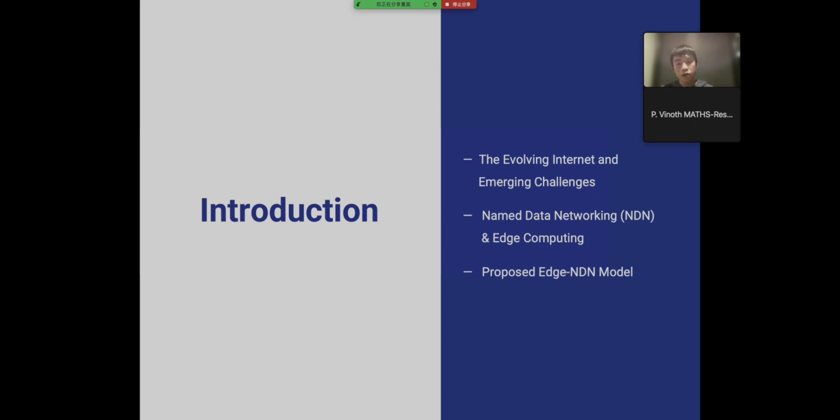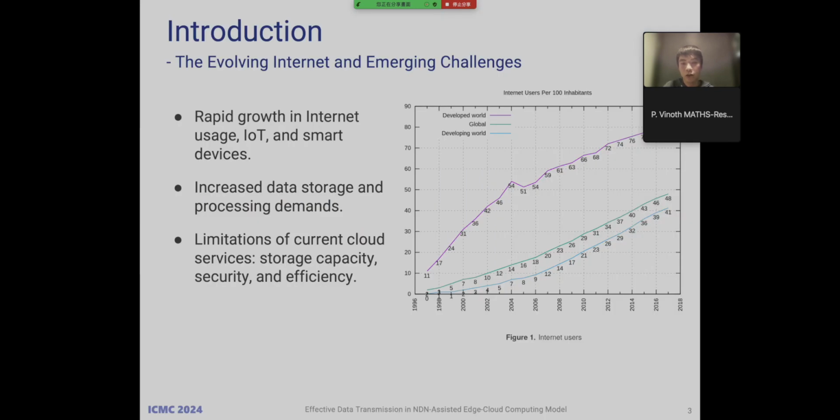In the introductory section, we aim to talk about the evolving landscape of the internet, especially with the proliferation of IoT devices. This evolution represents a challenge in data storage and processing. Traditional cloud services are increasingly facing issues related to storage capacity, security, and efficiency. In this context, we propose an approach using named data networking and edge computing, which could potentially revolutionize how data is transmitted and accessed.